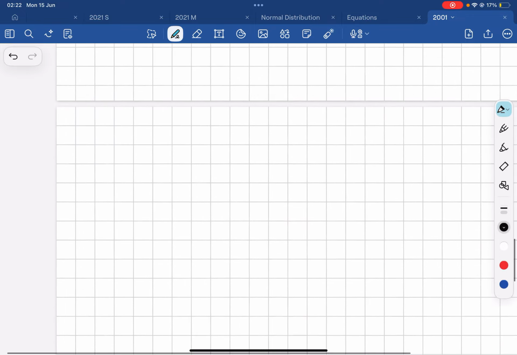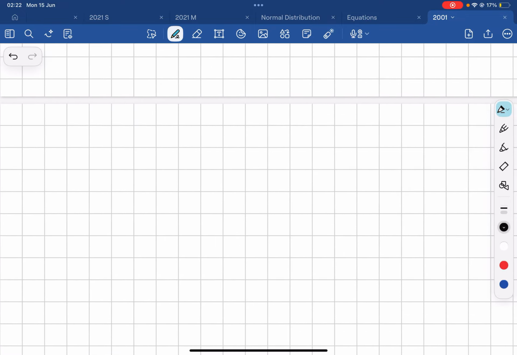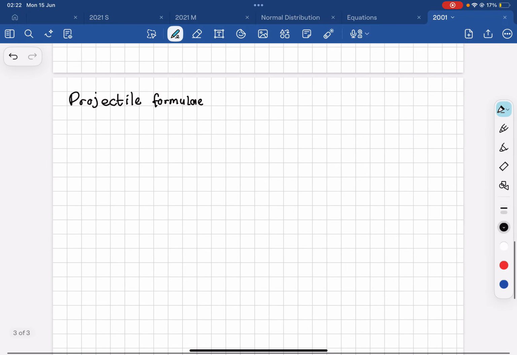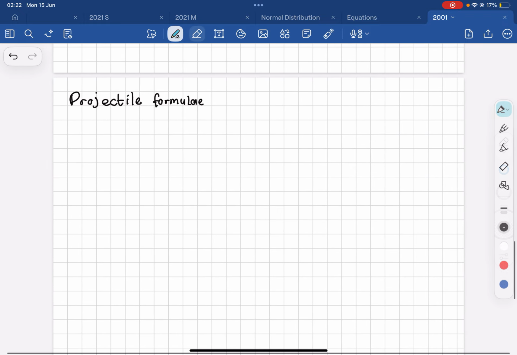Hi guys, today we're going to be deriving the projectile formulae. Essentially we're going to be using a lot of SUVAT to derive some very useful shortcuts when working with projectiles.